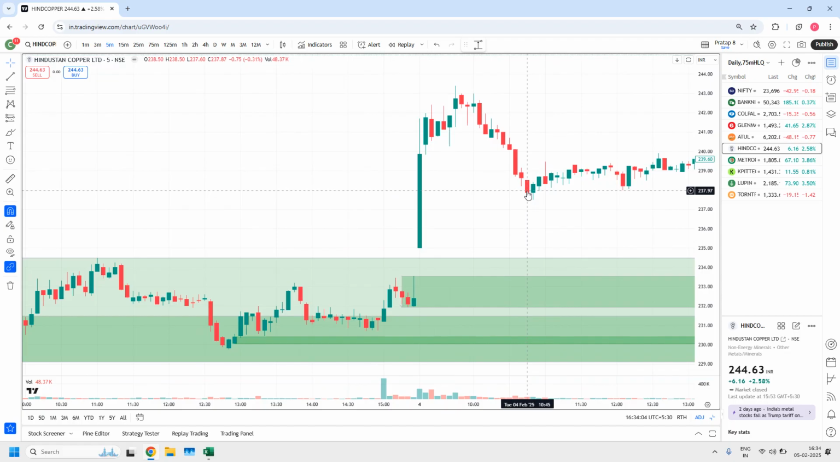So this is about our HLQ zones identified in the previous report. Hope this information will be useful to you.